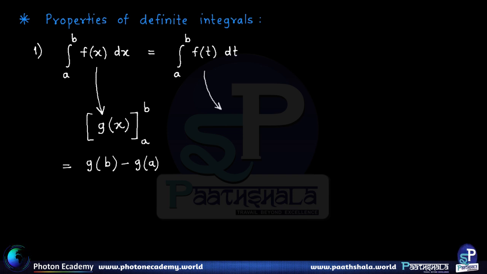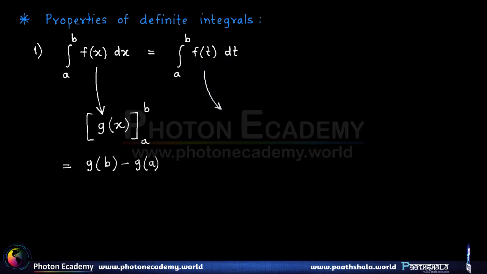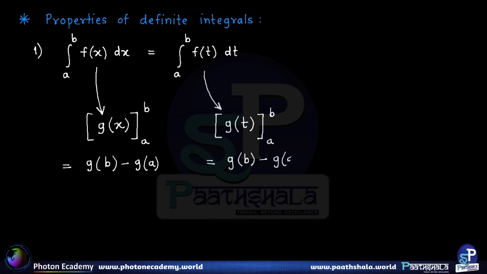Now if instead of x, if we use the variable t, in that case the integral will be g of t, but since we have to evaluate that anyways between the upper limit and lower limit, on substitution we still get g of b minus g of a. So you see, the final answer is one and the same thing irrespective of which variable we use in the original integral, provided the limits are same. So that is the first property. Let's see the next property.